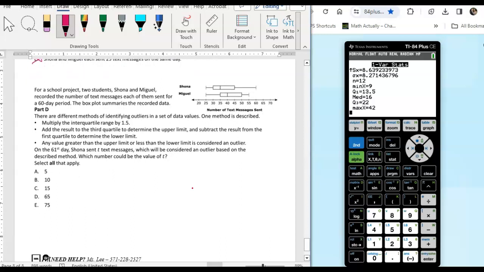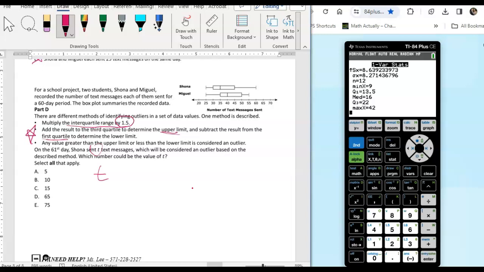For part D, it says there are different methods of identifying outliers in the data set of values. One method is described. Multiply the interquartile range by 1.5. We're going to learn more about this tomorrow. Add the result to the third quartile to determine the upper limit, and subtract the result from the first quartile to determine the lower limit. Any value greater than the upper limit or less than the lower limit is considered an outlier. This is going to be our definition of an outlier as well. On the 61st day, Shona sent T text messages, which will be considered an outlier based on the described method. What number could be the value of T?